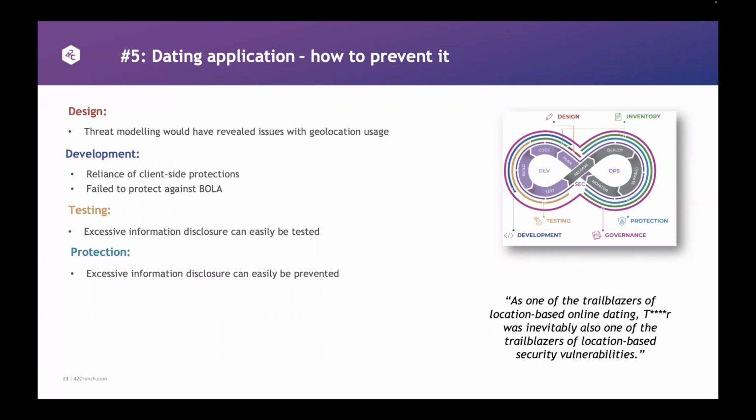There was a litany of other things that they had wrong. They relied on client-side protection. What did the attacker do? He was able to find other user IDs by just looking through the JavaScript. They tried to hide some of the authentication in client-side JavaScript. They also had BOLA. They also exposed excessive information. Again, easy to test, easy to prevent, and easy to protect against as well, right?